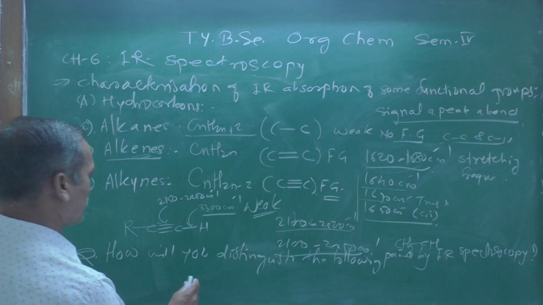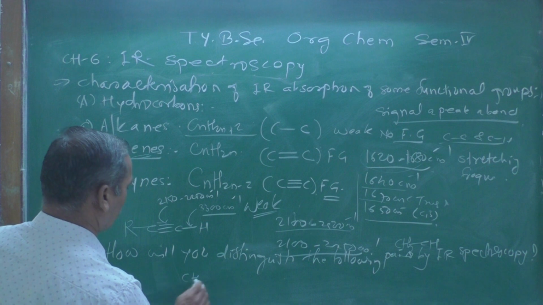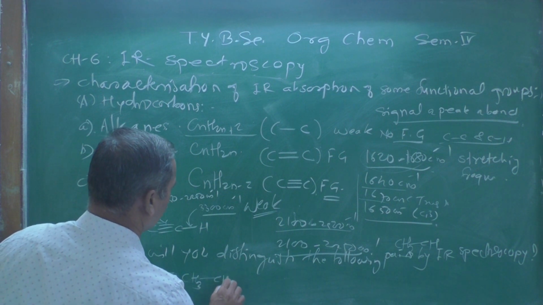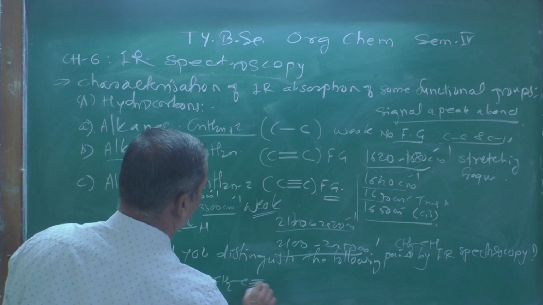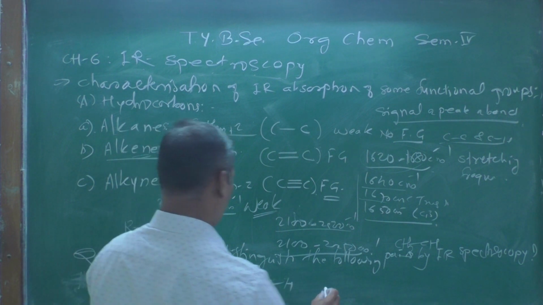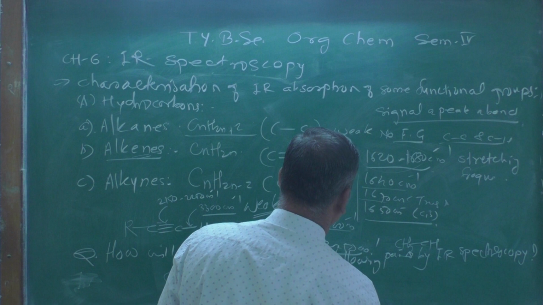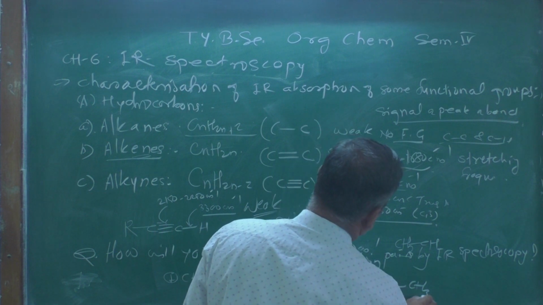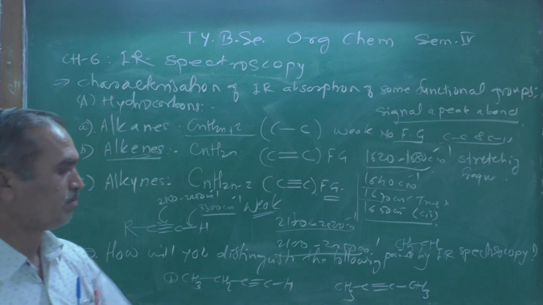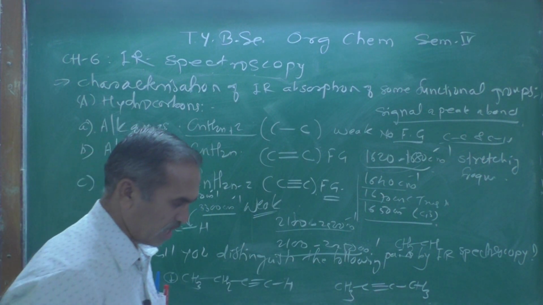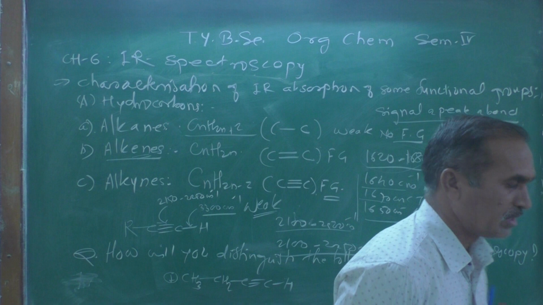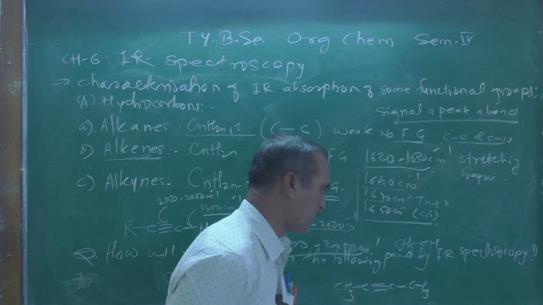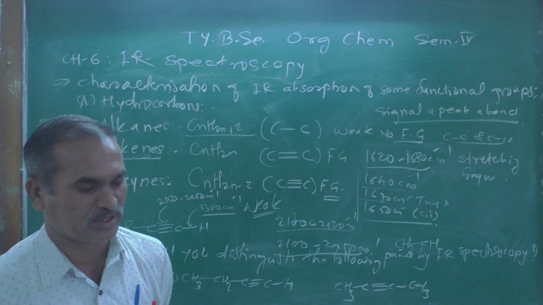So suppose the first compound is CH3, CH2, C triple bond CH, and the other would be CH3, C triple bond C, CH3. These are the two compounds. They are isomers of each other. What kind of isomer are they? Do you remember? These are structural isomers, right?